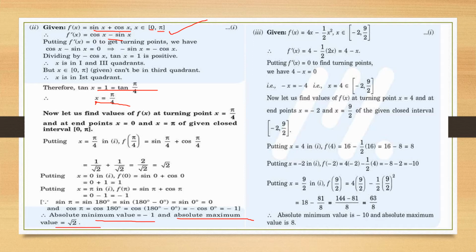So we find after applying it that the absolute minimum value is -1, and the maximum value is root 2. Okay, again this is a function, take the derivative, find the critical point. The critical point 4 is definitely lying between these. So I'll again check the function at 4, -2 and 9 by 2, and the absolute minimum is -10 and the maximum is 8.